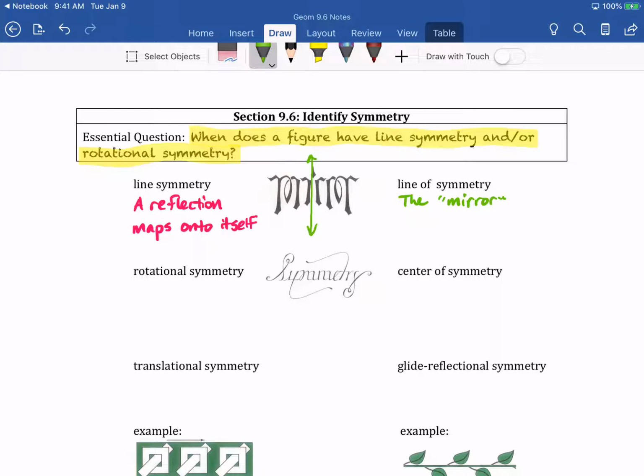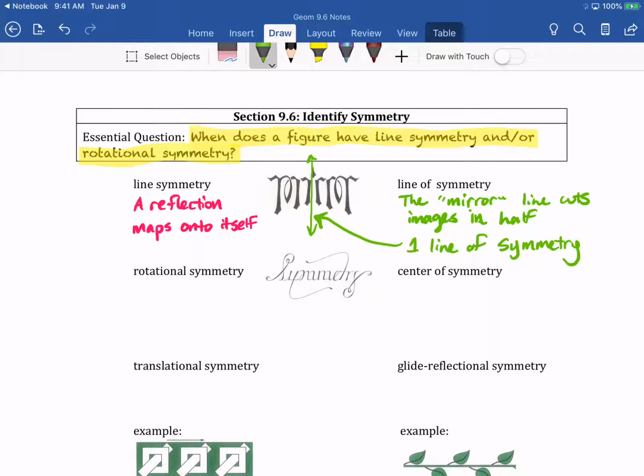You can think of it as a mirror line that cuts images in half. So this would be the line of symmetry here. This figure has one line of symmetry because there's only one line that we can draw through that word mirror and makes it the same on the left and the right.